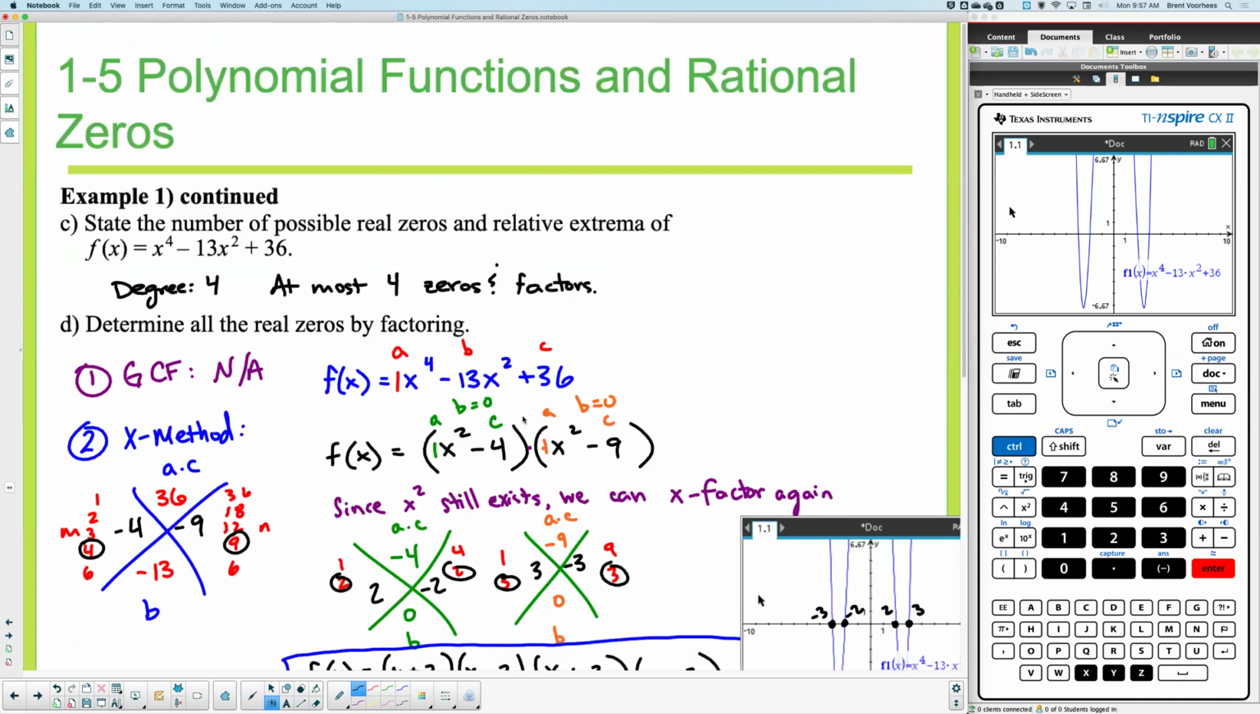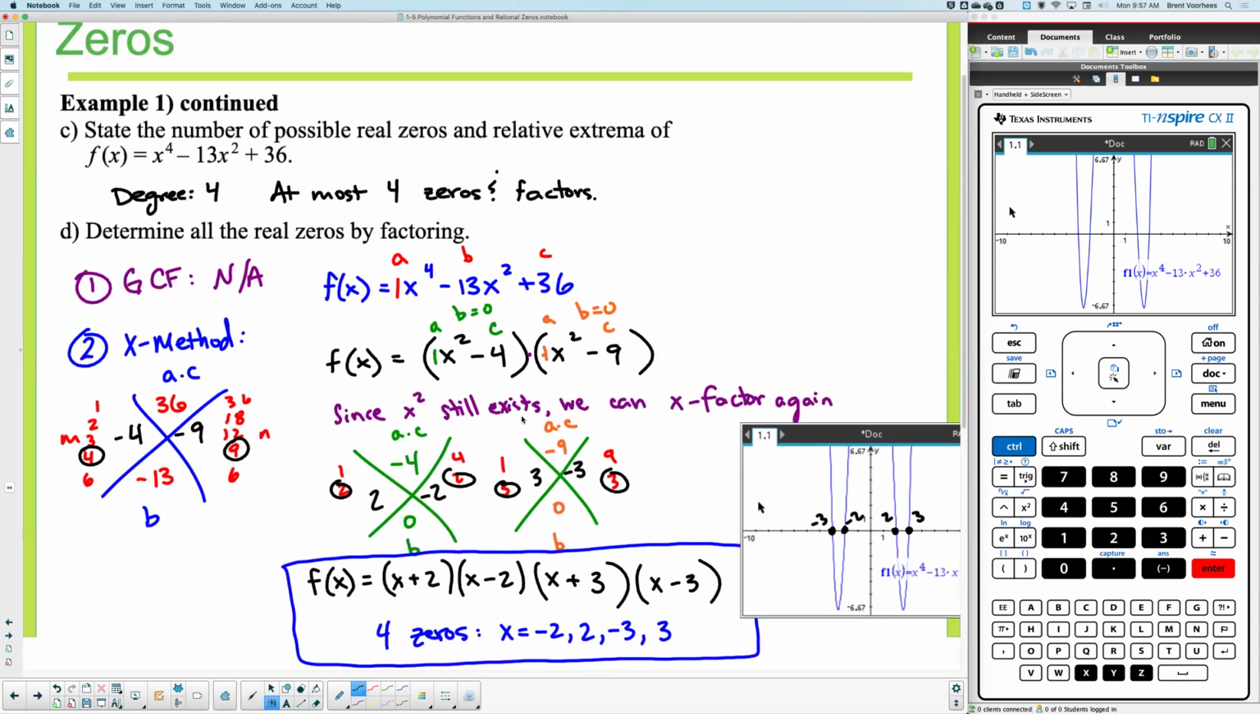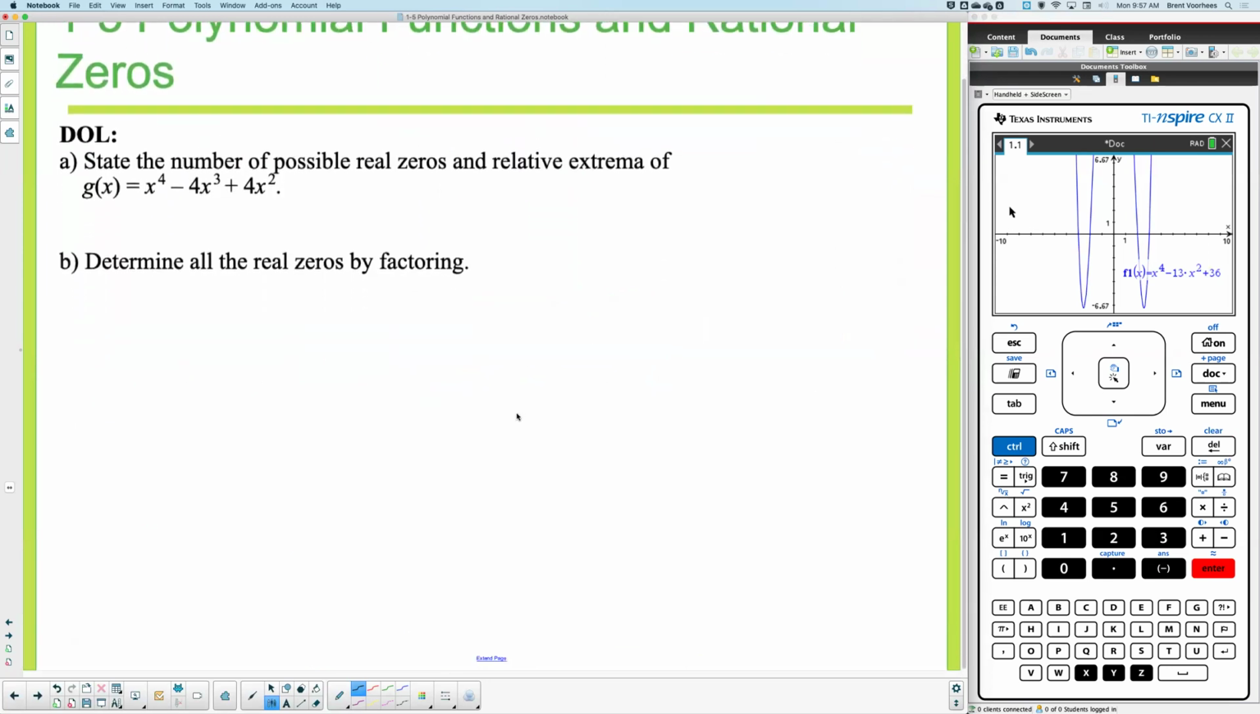Go ahead. All right. You've seen me do it twice. I don't expect you just to have it mastered yet. Nevertheless, I want you to try one. Okay, so first, part A. I want you to write down the degree and then the possible number of zeros and factors. Do that first. And then secondly, I want you to factor.